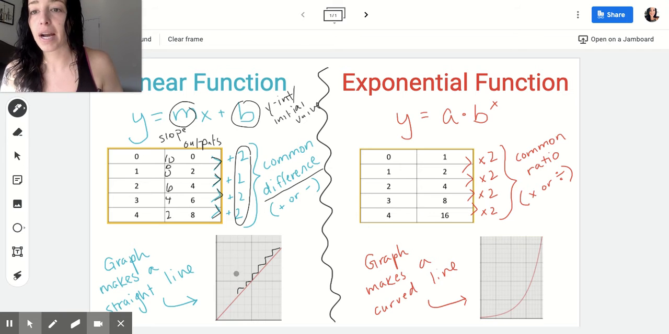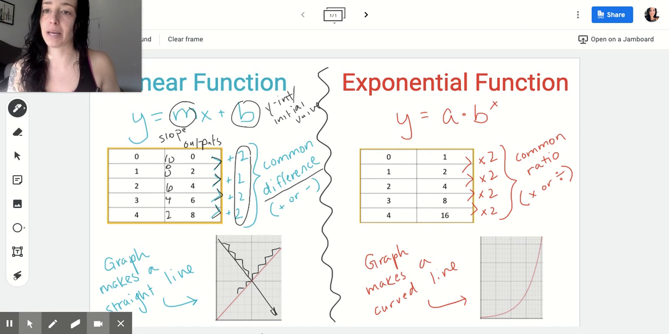If I was subtracting by the same amount each time, that would actually give me a negative slope, and my line would look like this. Okay, but again, I still have a constant rate of change, still changing by the same amount each time. Okay. Over here, it's a little different.